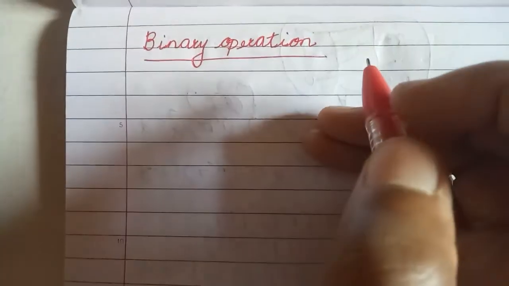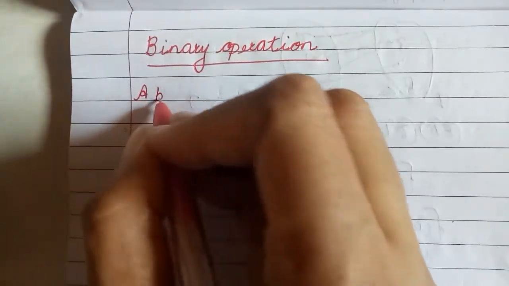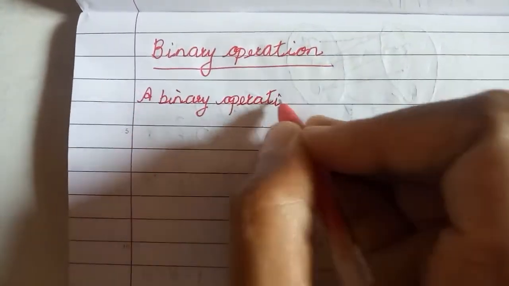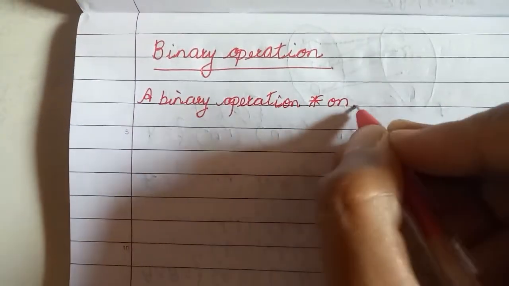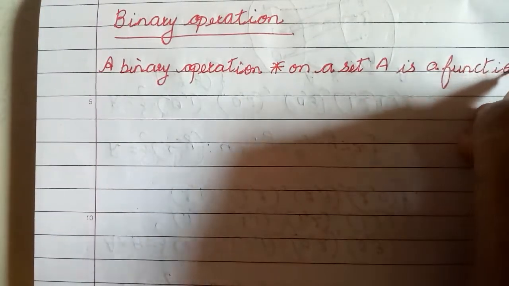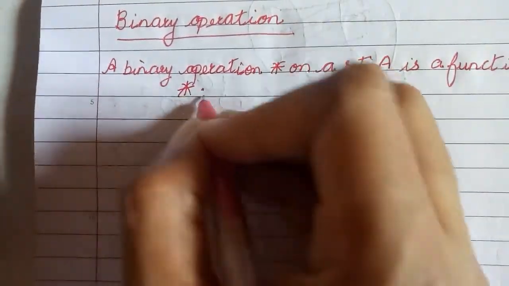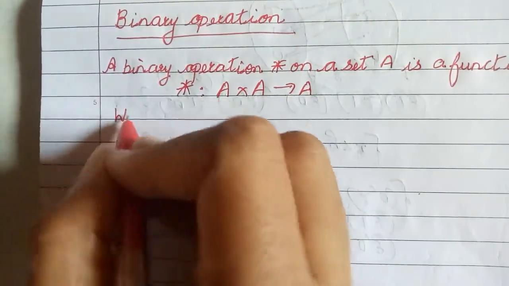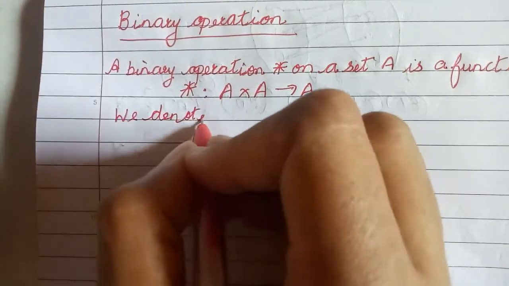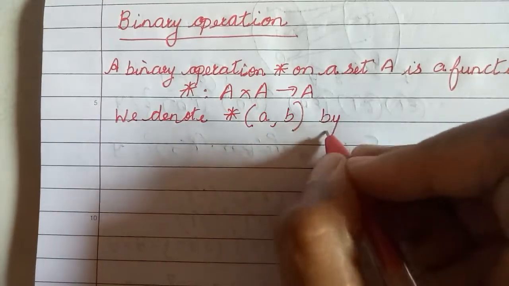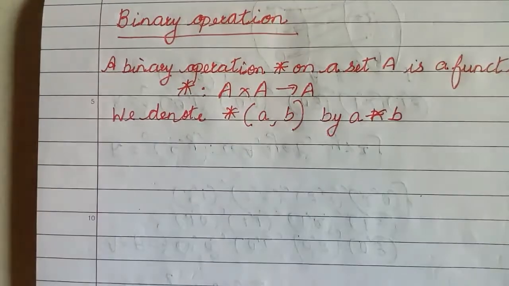So let me define it. The definition goes this way. A binary operation star on a set A is a function star from A cross A to A. We denote star on your ordered pair (a, b) by a star b.